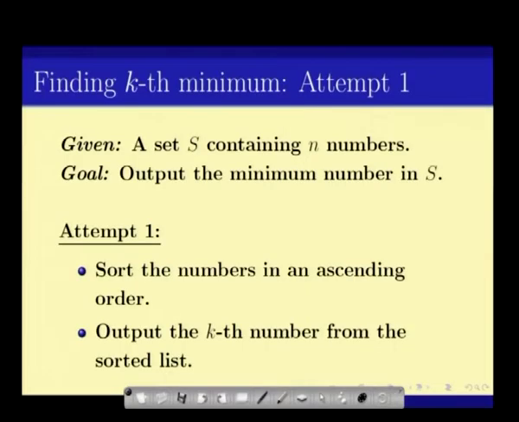So, again just in the case of finding the minimum, the first approach will be a naive approach, which is we sort these numbers in an ascending order and then we output the kth number in the sorted list. It is clear to see that once we have the sorted list of numbers, then finding the kth minimum is very easy. You just have to go for k steps and output the kth number.